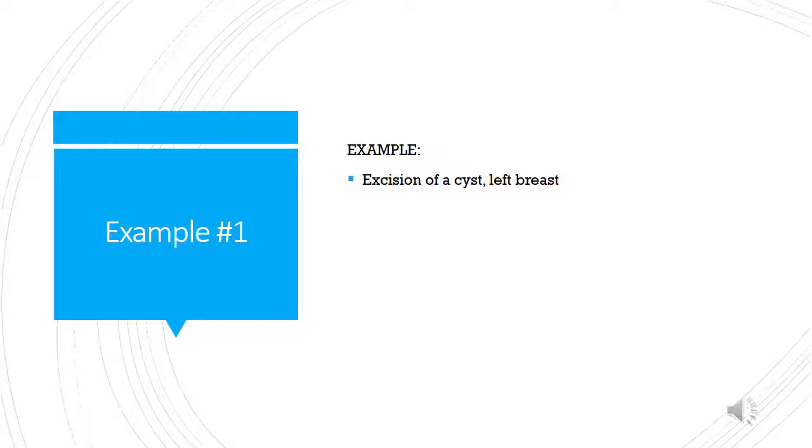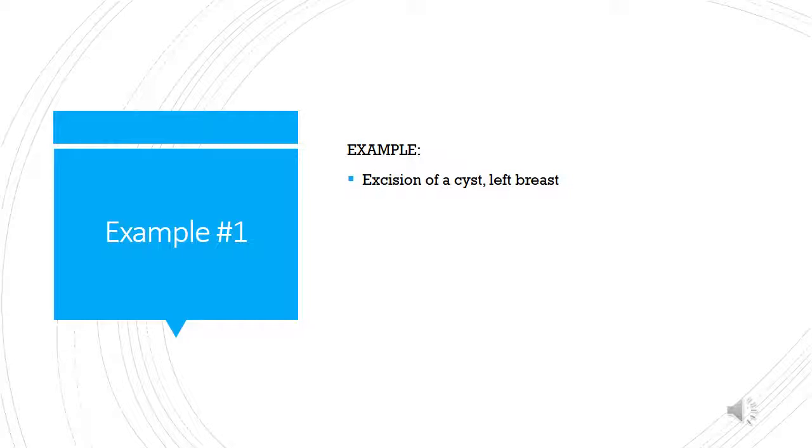Pause the video and give it a try, then resume the video. The possible code is found under breast, cyst, and excision/cyst. Did you find the code that's possible? The possible code is 19120, right? Jot it down on a piece of paper, because again, we're not going to highlight or mark in the book.